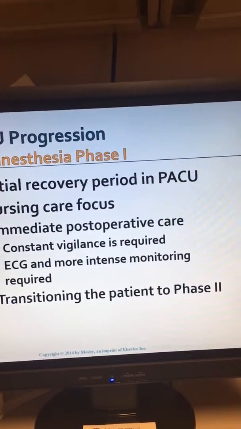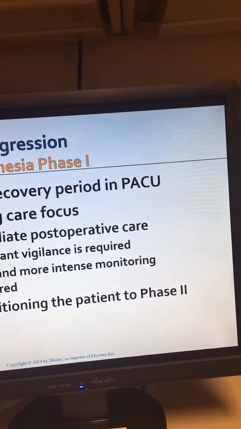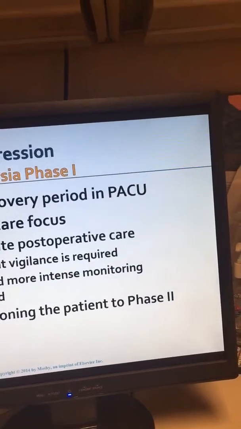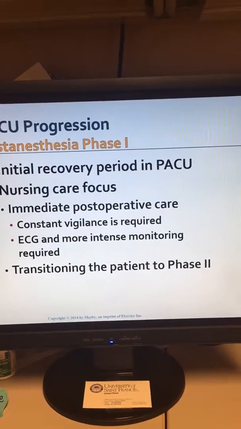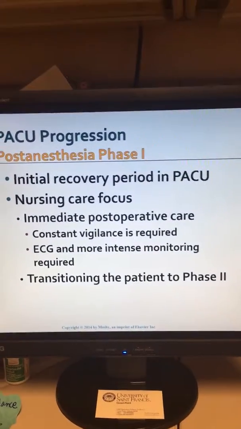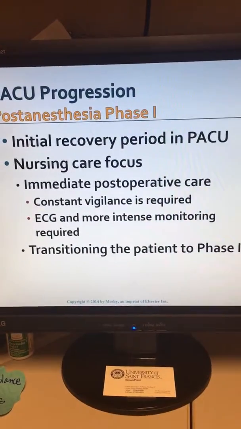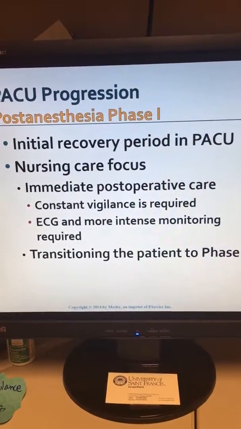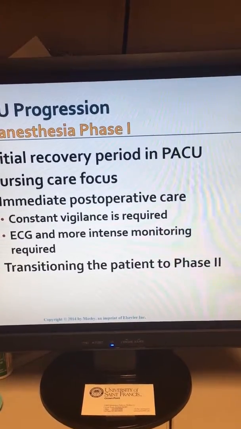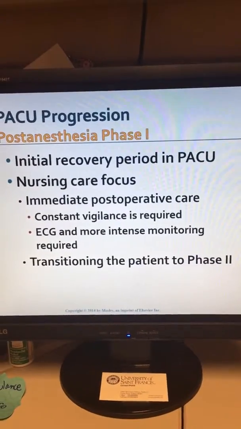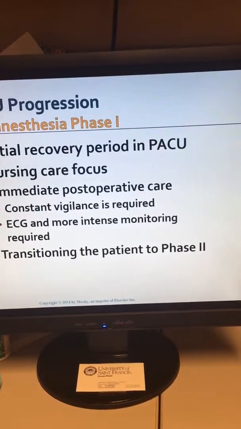So the initial recovery period, immediately they are watched. There are 2 phases, phase 1 and phase 2. Phase 1 is when the patient is still under a lot of the anesthesia. Usually they're reversed, or the anesthesia is starting to wear off in this phase. The patient is very closely guarded, depending also on the type of surgery they had. And then the patient is transitioned to phase 2. There are no visitors to the PACU area until the patient has progressed to phase 2 and further on.